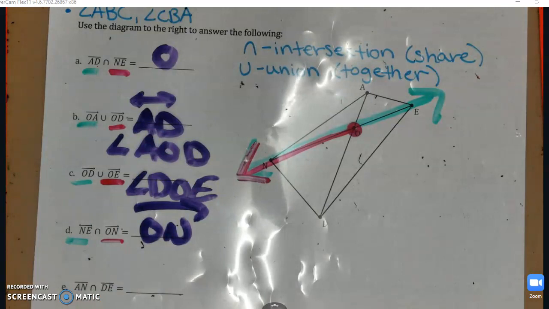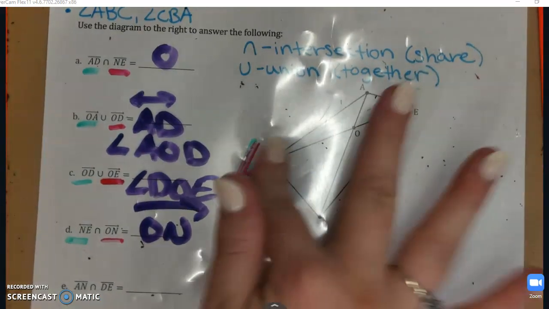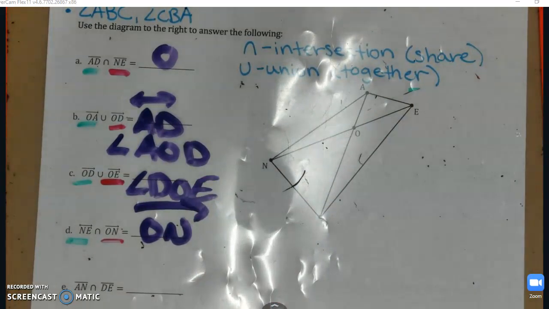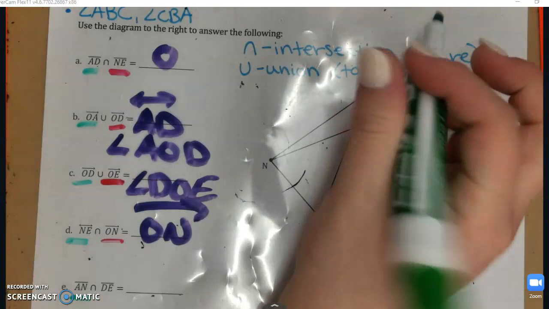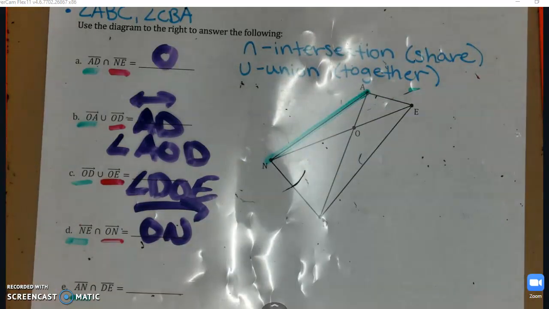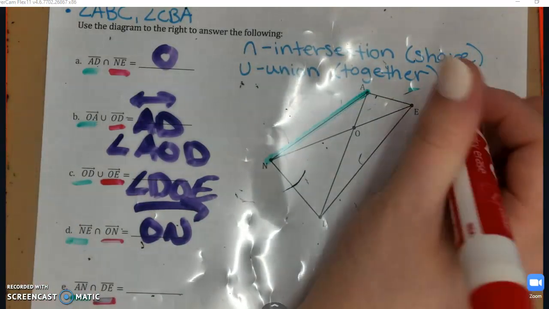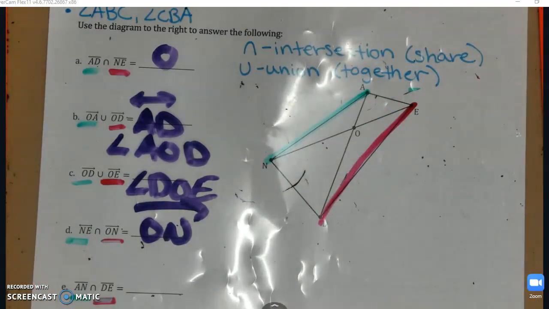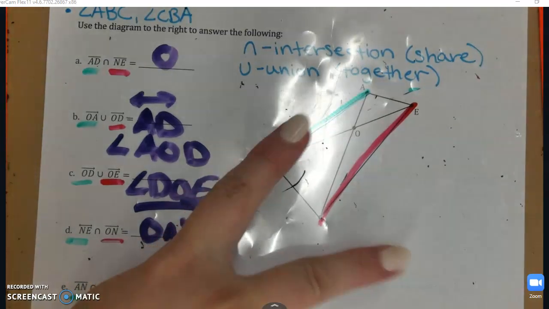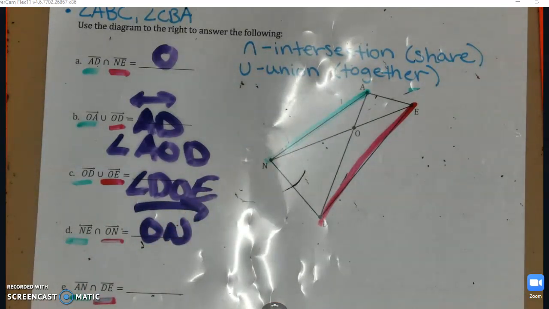And then last one on this front page. If I'm looking at part E, again, I am looking at an intersection of 2 segments. So my first one in green is going to be segment AN. And then my other one in red is going to be DE. And if intersection is asking where do they overlap, what do they share? Do green and red ever touch each other? And the answer is no. So when there is nowhere that they intersect, then we are going to put a 0 with a slash through it, meaning nowhere.